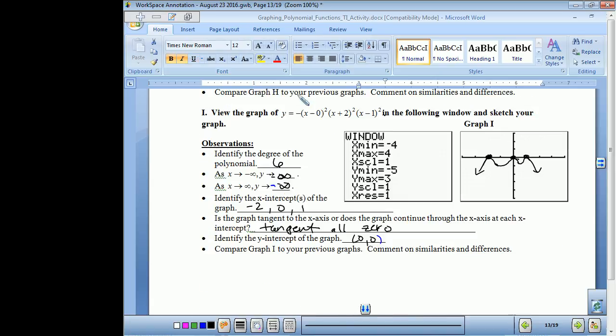Okay, so this one. All of these factors are to the second power. It bounced, it bounced, it bounced. It's an even degree with a leading coefficient that's negative. Fall, fall. Okay, I want you to try J now without a calculator. Try J without a calculator.